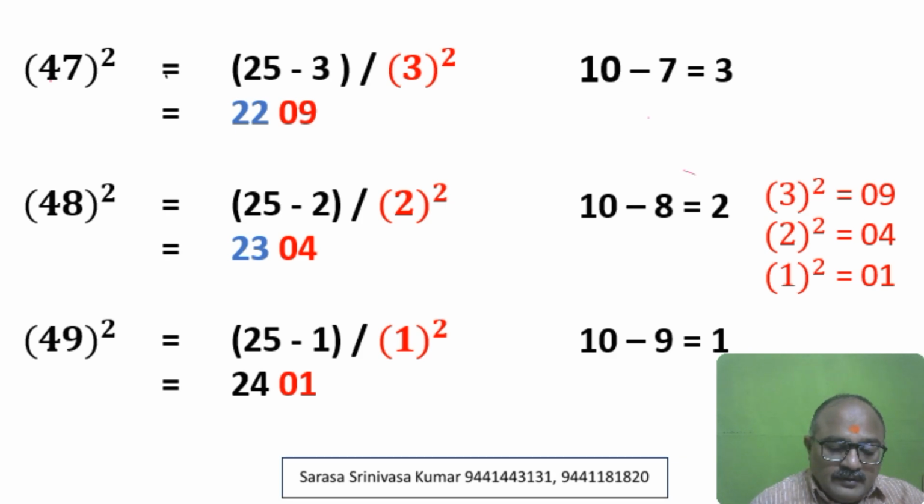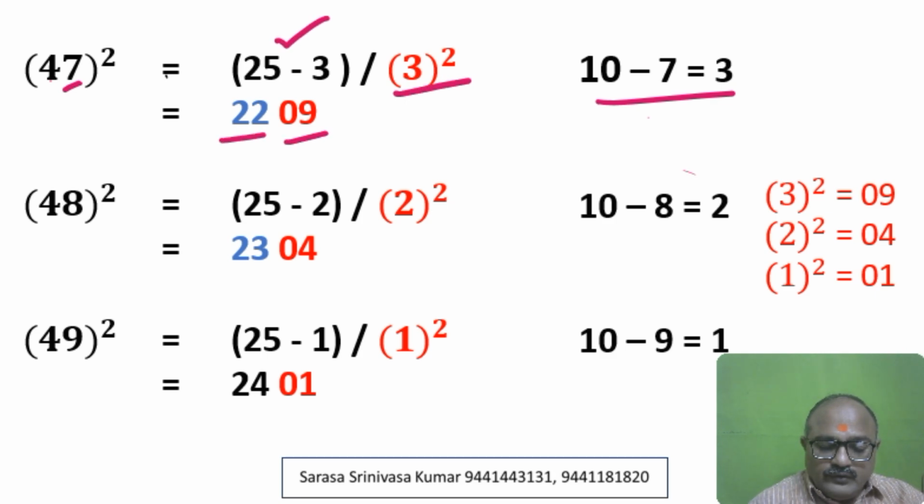47 square, units digit is 7. 10 minus 7, 3. 3 square, 9. 25 minus 3, 22. 47 square is 2209.